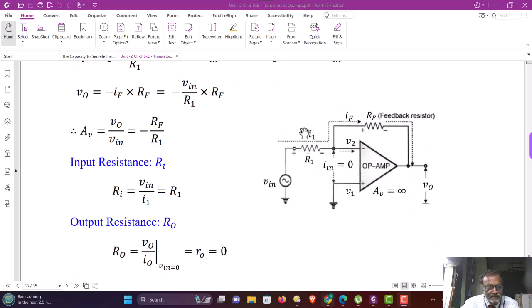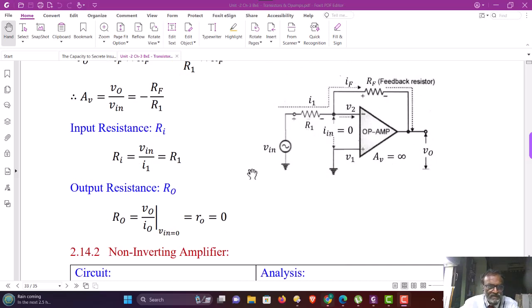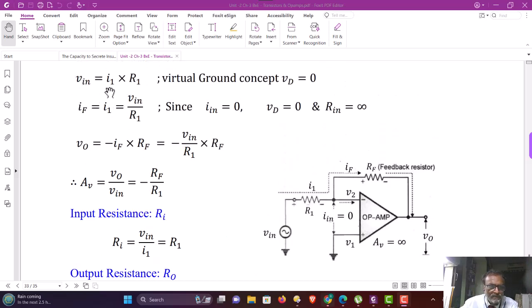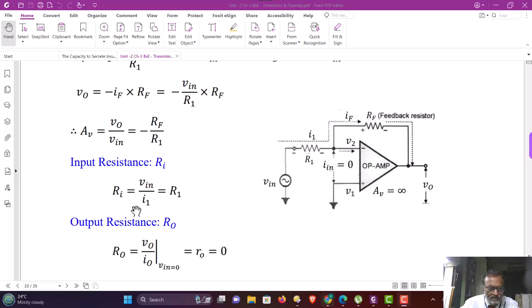The next parameter is the input resistance, and we know it is defined as Vin by Iin. Here Iin is nothing but the current flowing through the input terminal or input resistance, that is I1, and therefore in inverting configuration Ri is equal to Vin by I1, whereas from the first equation, I1 is Vin by R1. So substituting here, Ri is equal to Vin divided by Vin by R1, and that is therefore equal to R1.